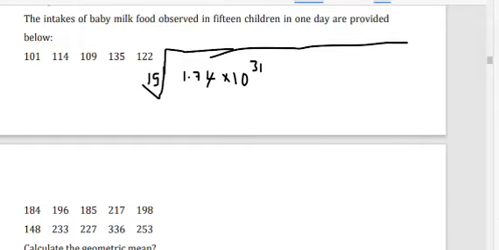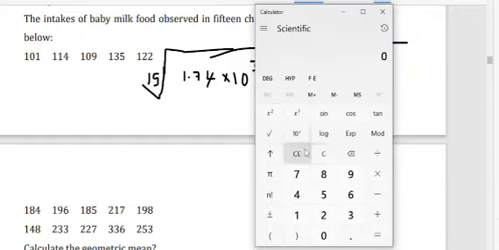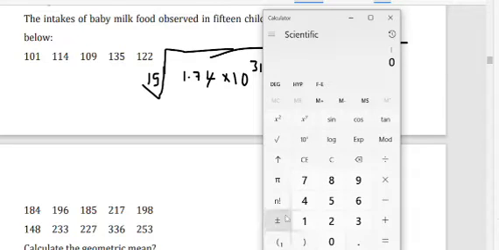Then on your calculator, let me convert my calculator to scientific calculator so that I can take the 15th root. So I'm going to take the 15th root. How do you take the 15th root? On your calculator, you have root on this. Okay, this is my calculator. I don't have root, but this is what I'm going to do. I'm going to open a bracket and write 1.74 exponential 31, and I'll close the bracket.